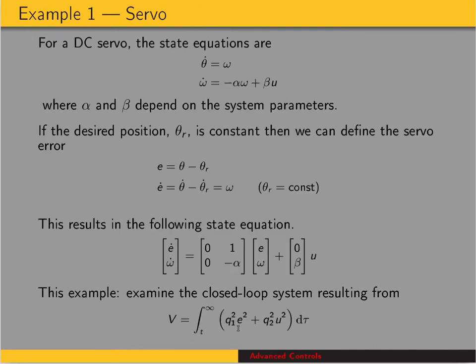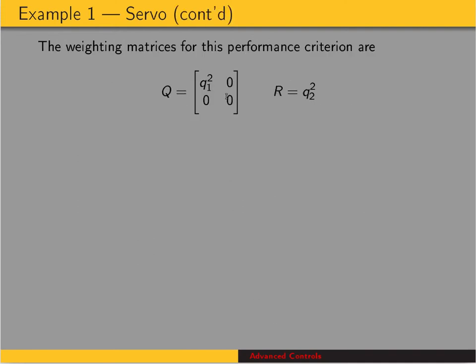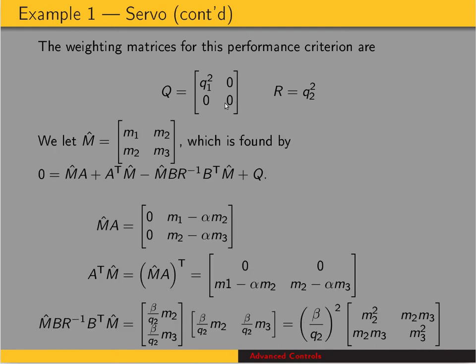So backing up, we're not penalizing omega at all, we're just penalizing the error and the input. So there's no term here for the velocity. All right, we know that M is a symmetric matrix, so we're going to denote the elements of it as M1, M2, M2, and M3. We can find the optimal, the minimizing M, according to this equation, so M hat.